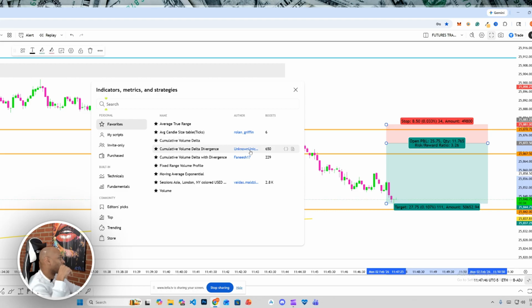I think it's by Unknown Unicorn or something like that. The cumulative volume delta divergence, Unknown Unicorn. Right? And then there's another one. I think this one shows up at the bottom. Yeah, this one shows up at the bottom right here. The cumulative volume delta with divergence for niche. That one shows up at the bottom of the screen, just like the volume does. So you can check, both of those are pretty similar.